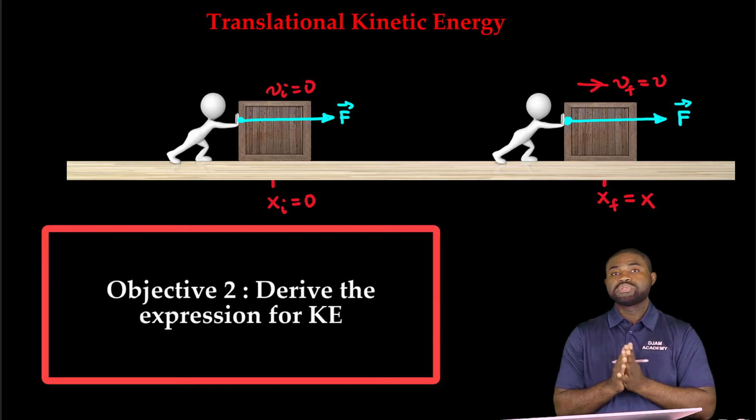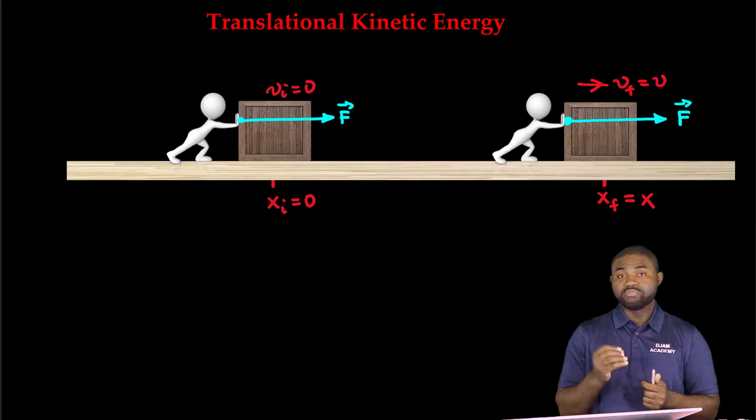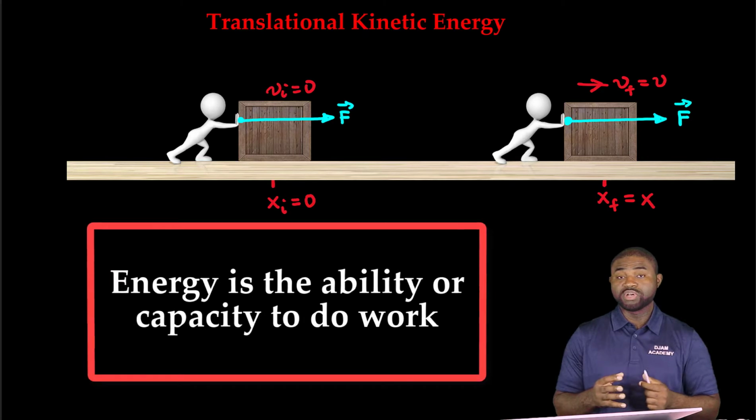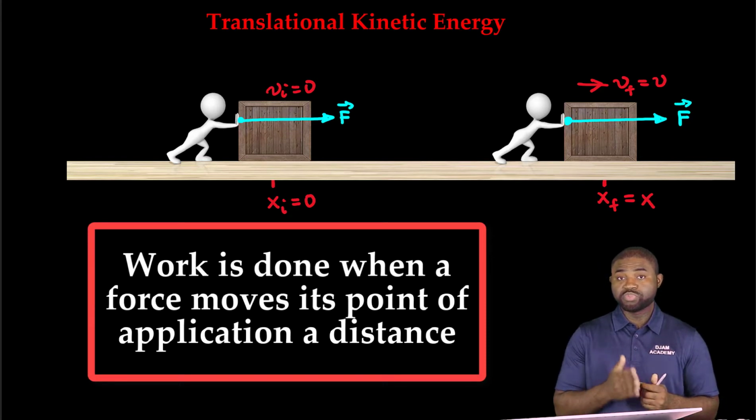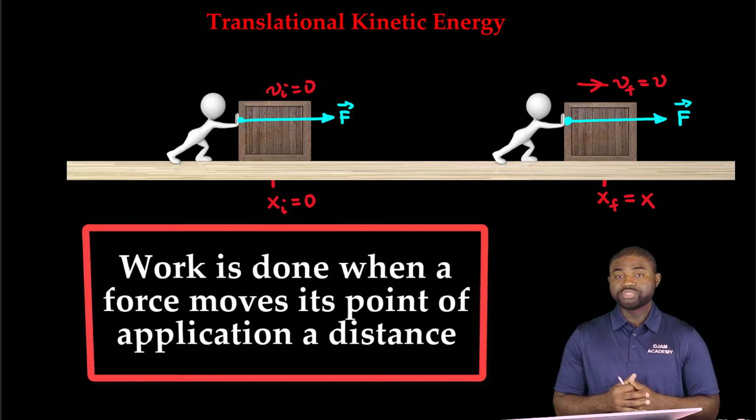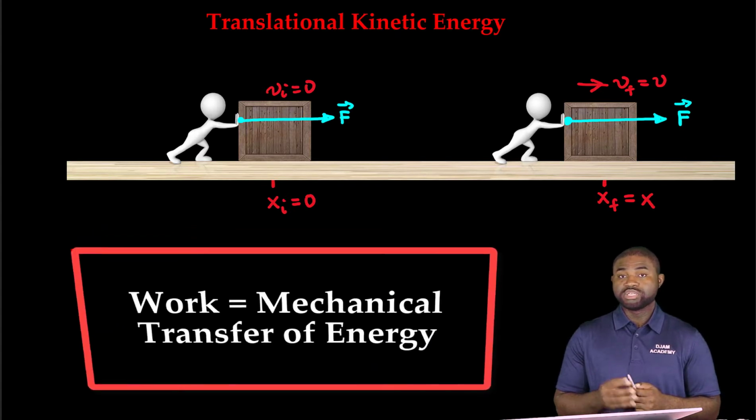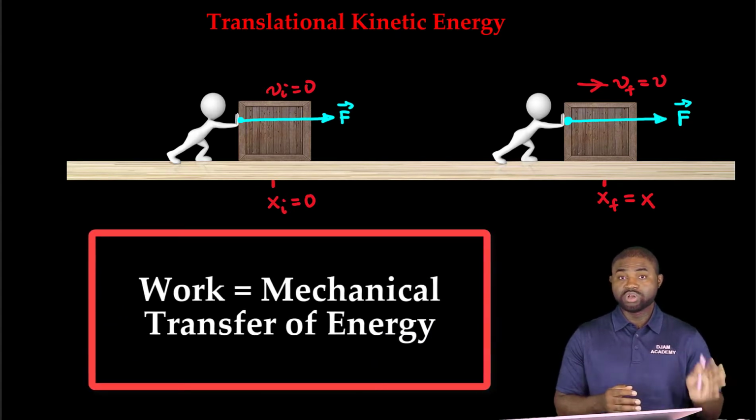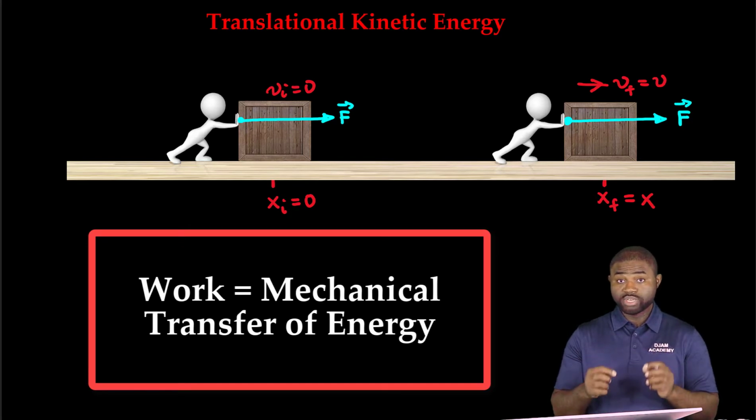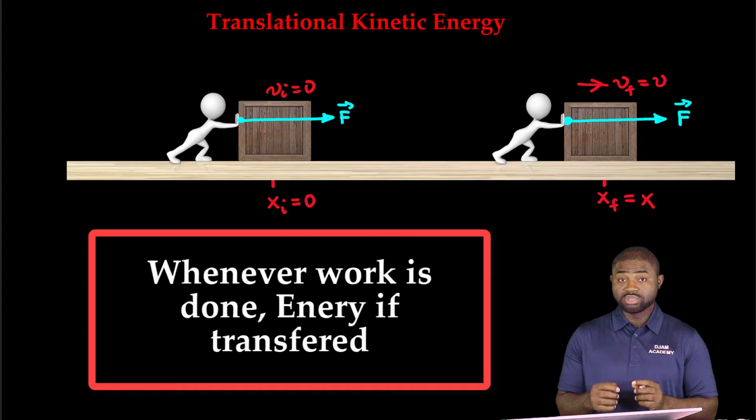If you recall, energy is the capacity or the ability of an object or force to do work on another object or system. And work is done when a force moves its point of application in its direction. Another way to talk about work is the transfer of energy from one object to another. Whenever energy is transferred, work is done. So essentially, work done is the transfer of energy.